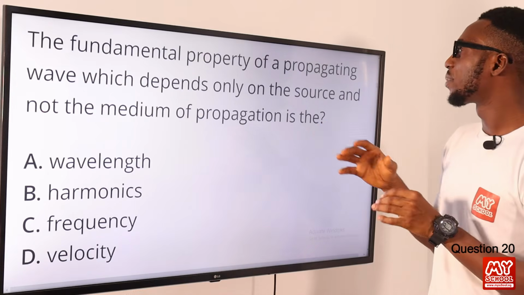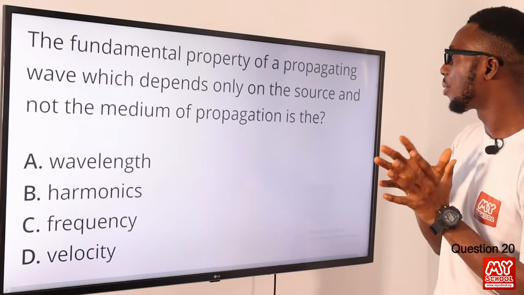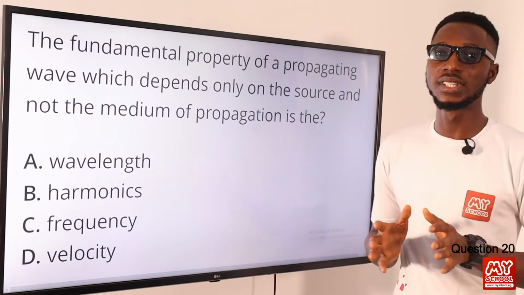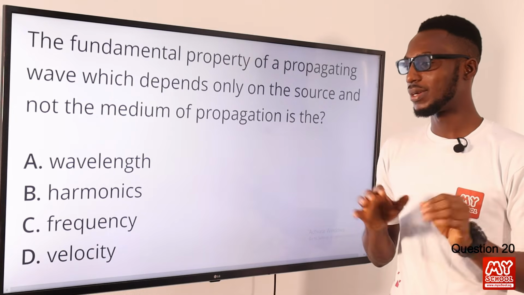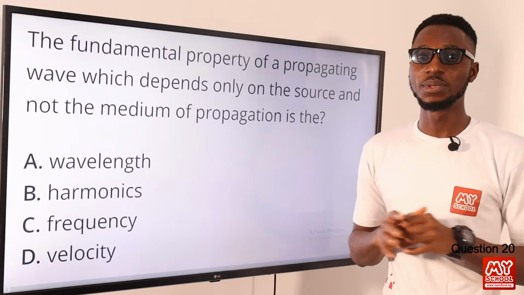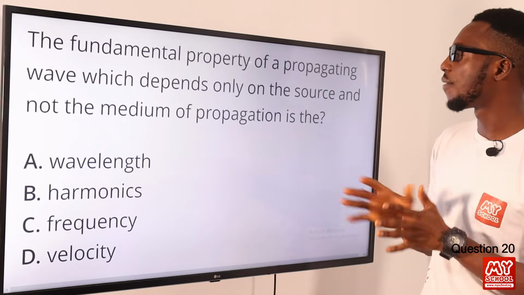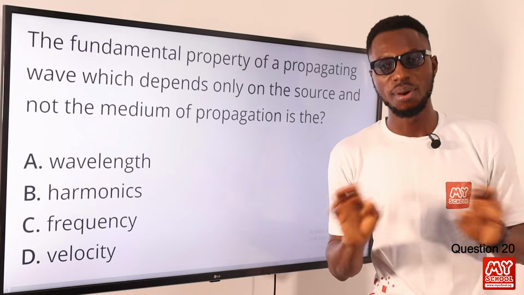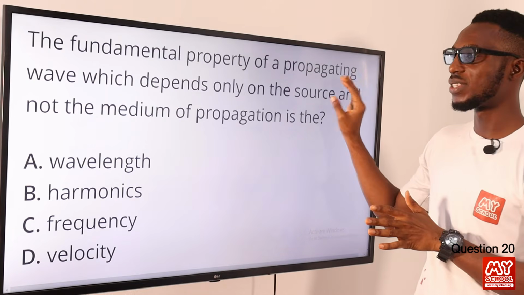Join me as of question 20. The fundamental property of a propagating wave, which depends only on the source and not the medium of propagation, is the what? This question looks very tricky. I've seen several contributions and they are worthwhile as well. We are looking at the fundamental property of a propagating wave. You can just say a propagating wave is a moving wave. This depends only on the source, not on the medium.